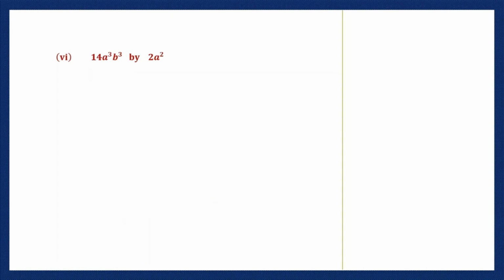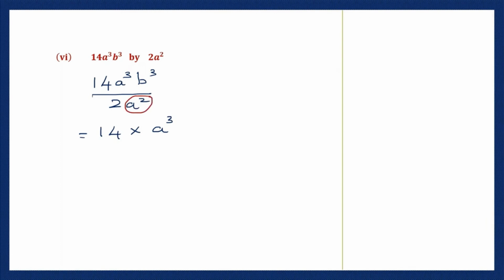Question 6. 14a cubed b cubed. Okay, let's write that. 14a to the power of 3 and b to the power of 3 divided by 2a square. So that is 14 into a to the power of 3. Now let's take this a also. This is a to the power of 2.